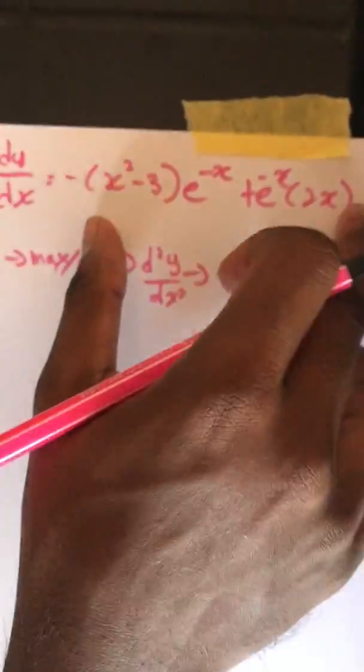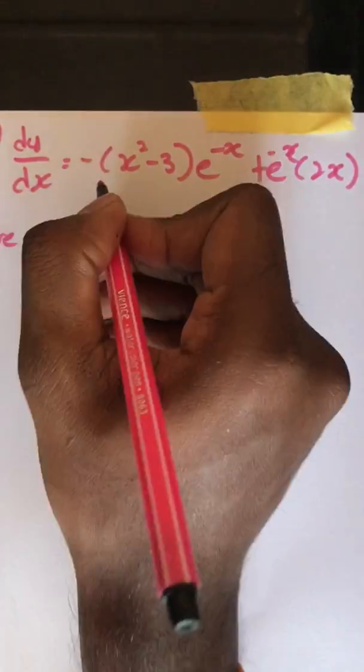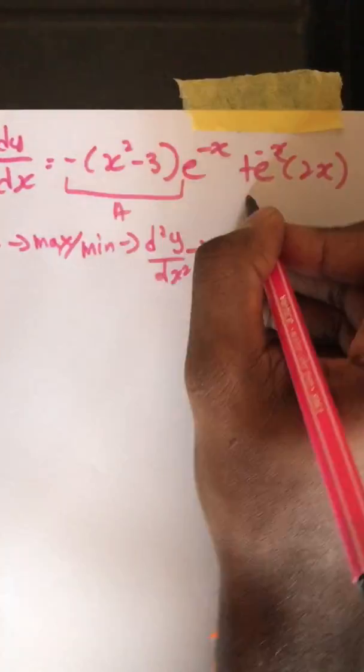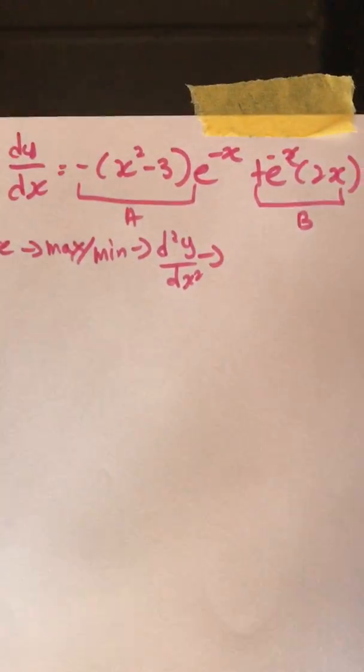For this it's going to be a bit hard to do the double differential, so I'll do it by parts. I'll do this part first. I'll write here part A, and here part B. Maybe I'll use another color for less confusion.